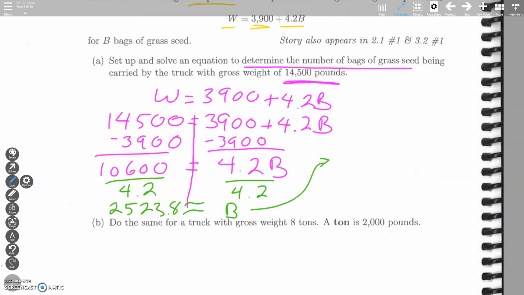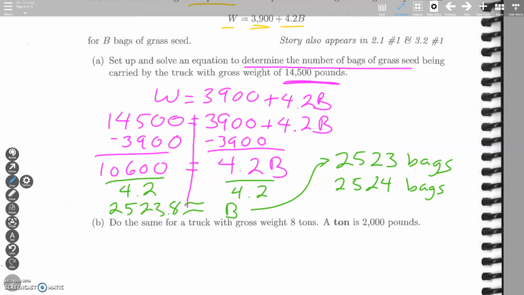And so approximately the truck is carrying 2,523 bags or 2,524 bags. So the approximate weight, gross weight, is 14,500, but that would be if we're carrying exactly that many plus the 0.8 bag, which we're probably not going to carry, unless it's spilled or something like that.